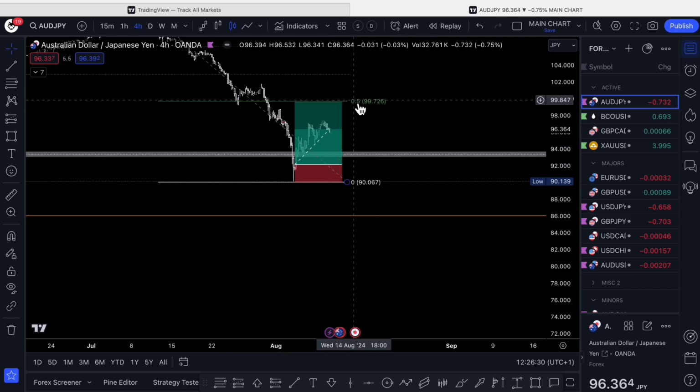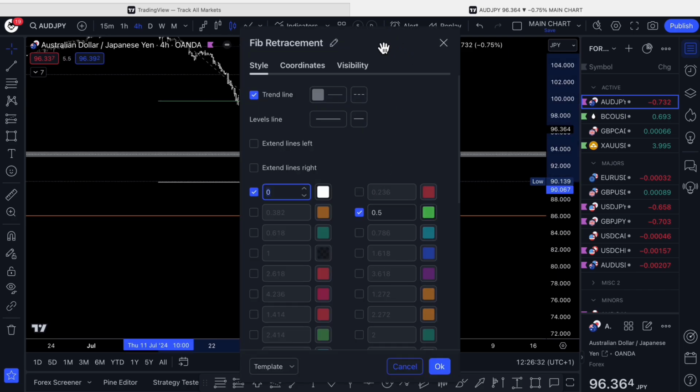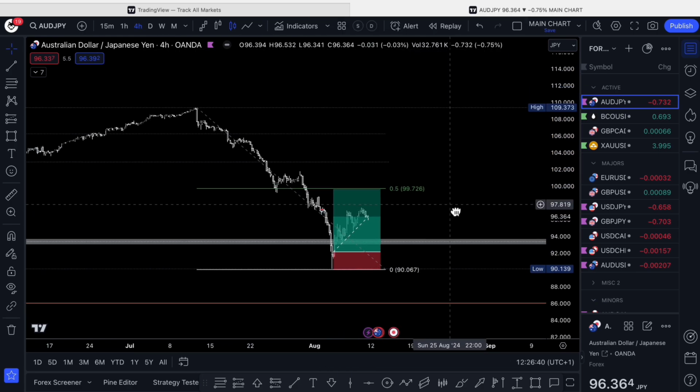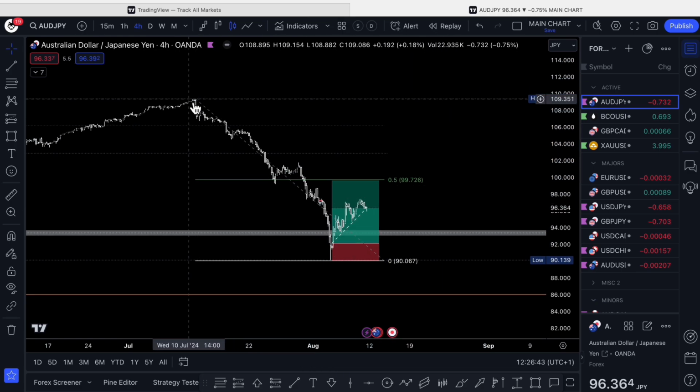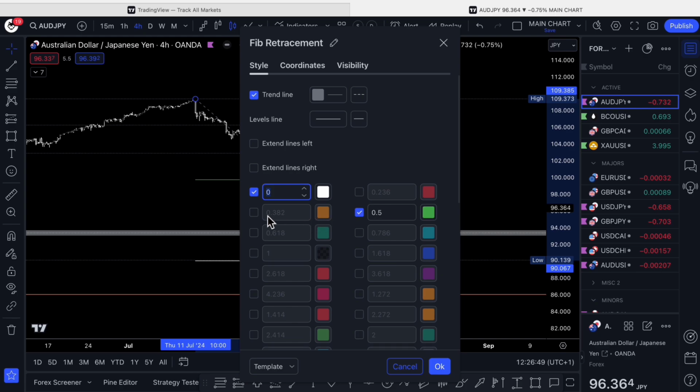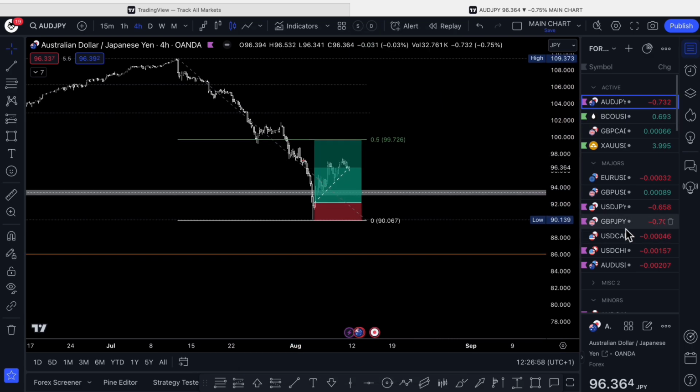I'll just delete this. I'll show you the settings we've got for our Fibonacci. Very simple. We've got 0 set as white and 0.5 set as green. And the 0.5 is basically halfway between your high and your low. When you first do your Fibonacci tool, you've got a lot of noise, 0.382, 0.16 and all that garbage. We just keep it simple, 0 and 0.5. So let's look at another example.